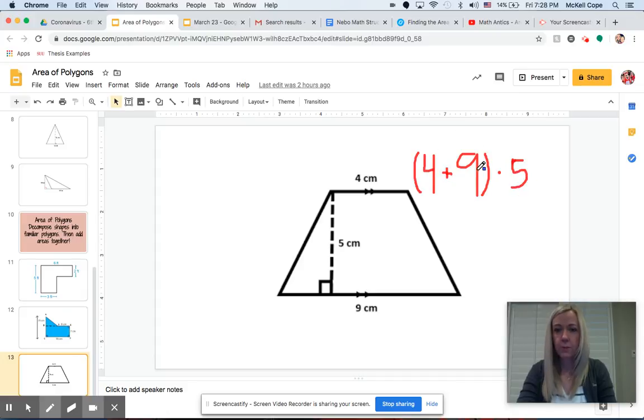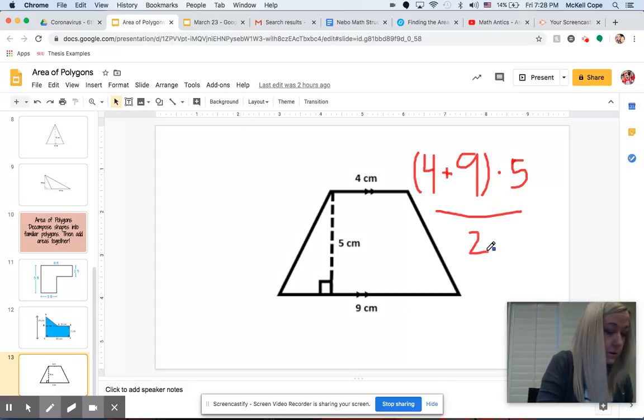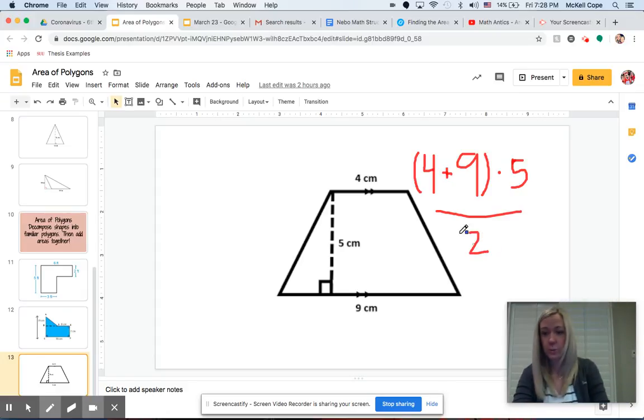So 4 plus 9 is 13, times 5 is 65. And I'm going to take that amount and I'm going to cut it in half or divide it by 2. So your answer should be 32.5. So 32.5 square centimeters is going to be the answer to this one. So hopefully you were able to try that one out and hopefully you were successful.